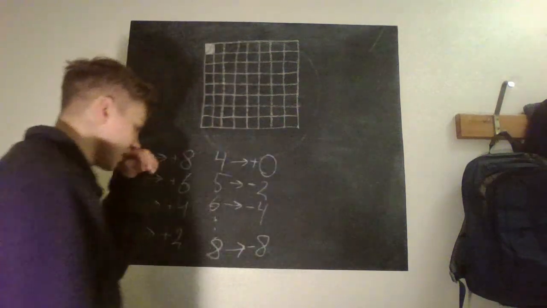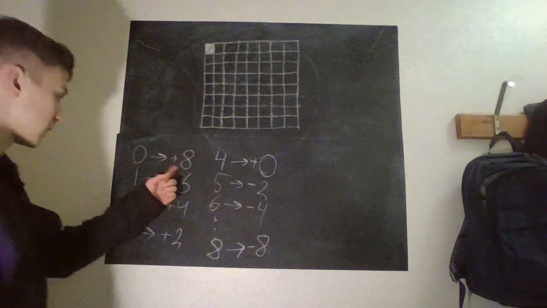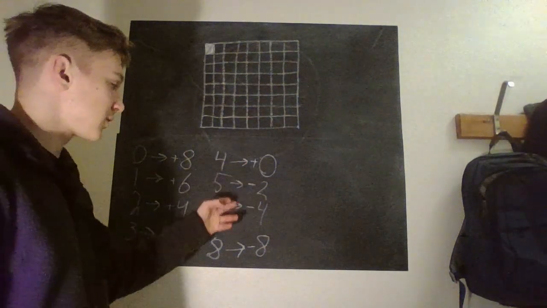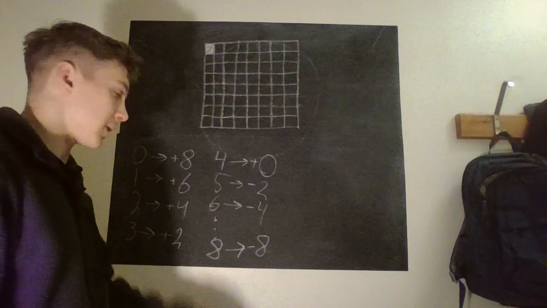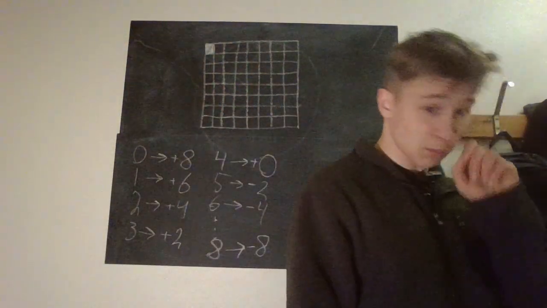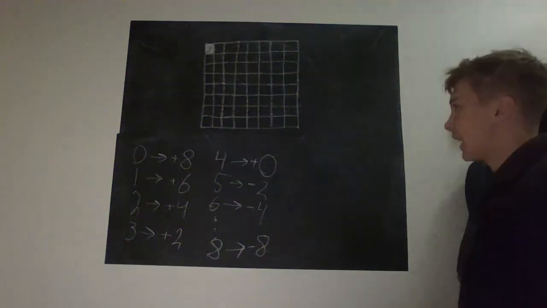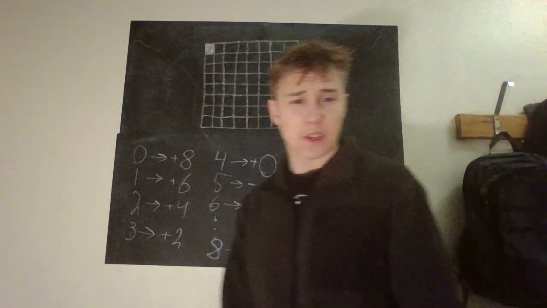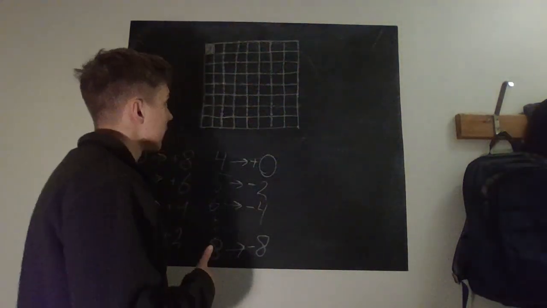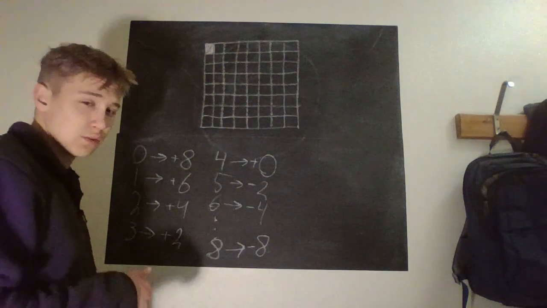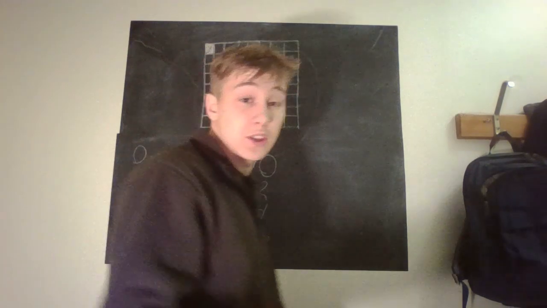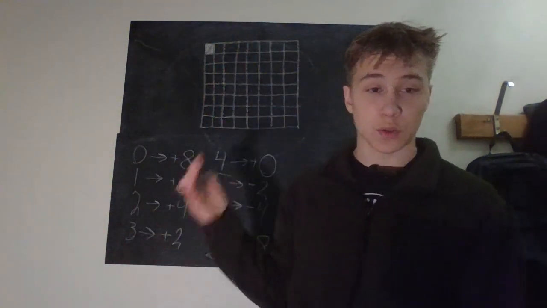So what can we see here? We have plus 8, plus 6, plus 4, plus 2, no change, minus 2, minus 4, minus 6, minus 8. Those are all even numbers. And since we're starting off with an odd number of whites, this doesn't really sound right. And that intuition is completely correct. That is exactly what you should be thinking about.